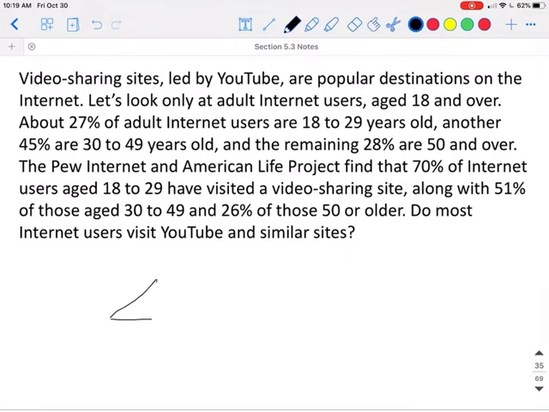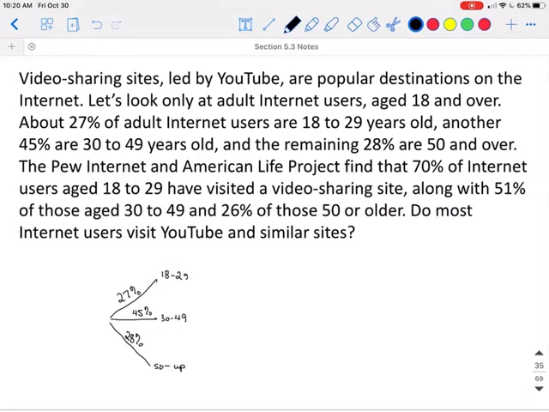So we're going to start our tree with actually 3 different branches to start out with. We have 18 to 29-year-olds, we have 30 to 49, and we have 50 and up. Of the 18 to 29-year-olds, 27% use the internet. Of 30 to 49-year-olds, we have 45% use the internet, and 28% of 50 and up.